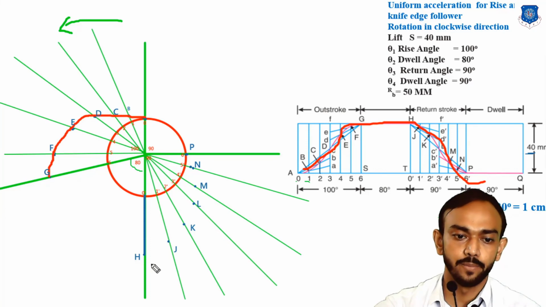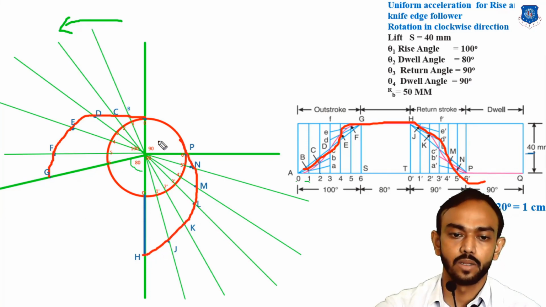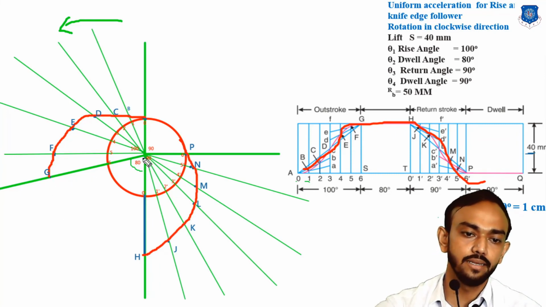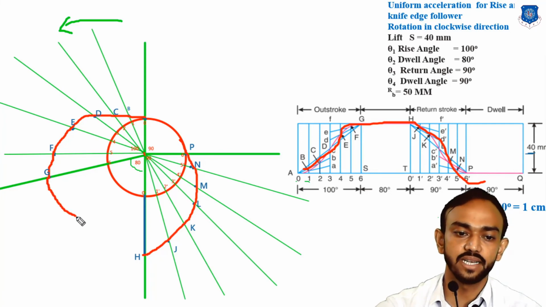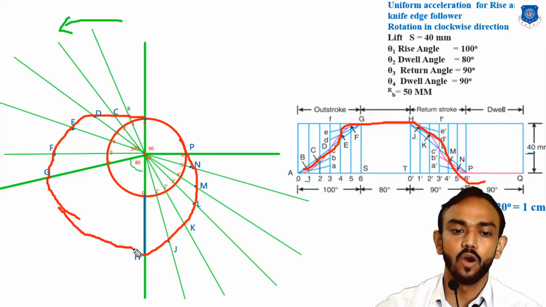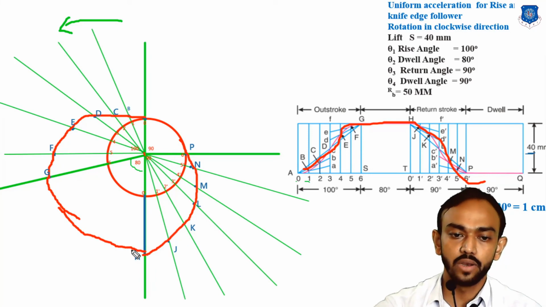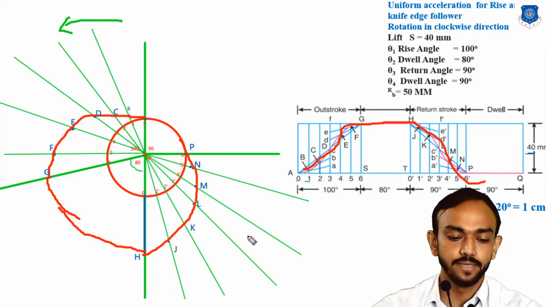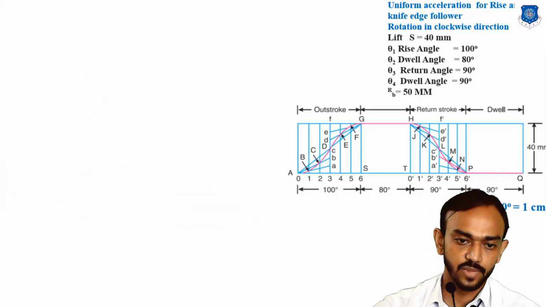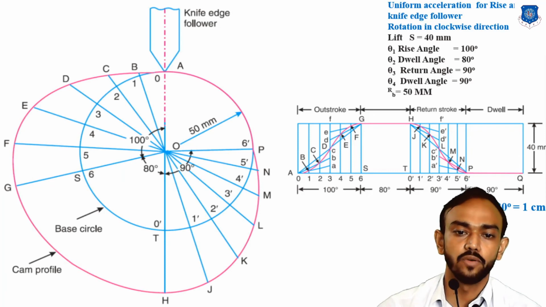Okay, this G point. And in this G to H, you can make a perfectly circular arc from the center, because the follower is not moving during this dwell period. Okay, and this is your cam profile. So this is your cam profile.